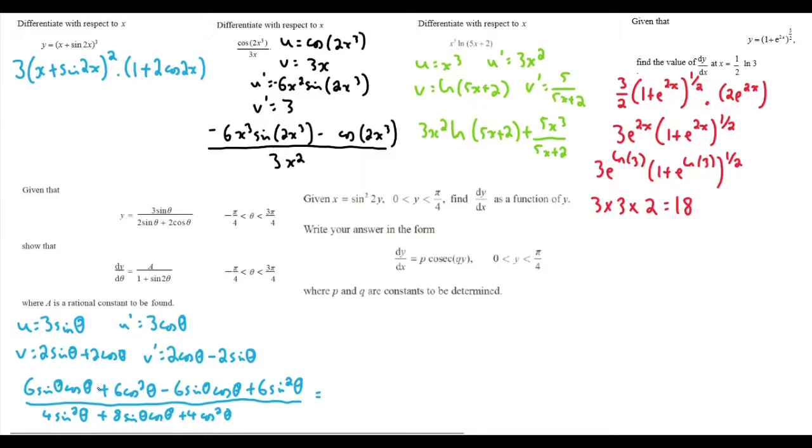Simplifying this fraction, 6 sine theta cos theta minus 6 sine theta cos theta is going to cancel, and 6 cos squared plus 6 sine squared. Well, from our trigonometric identities, sine squared add cos squared equals 1. So the fact that these are both 6 times each of those, that just means it's going to be 6 times 1, so it'll be 6. As for the denominator, similarly, you've got 4 sine squared plus 4 cos squared, so that would just be like 4 times 1, so 4.